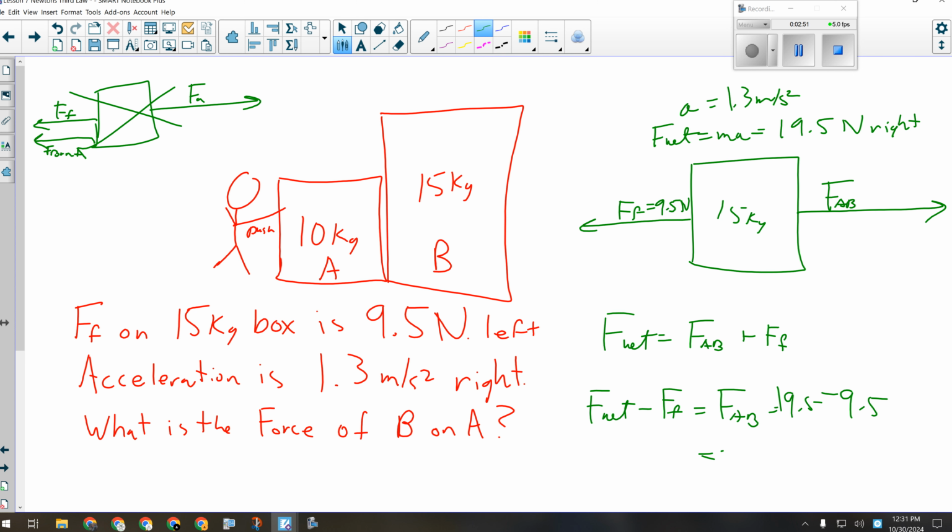Okay, so this one will be positive 29 newtons, but the force I'm looking for is the action-reaction pair, so the force of B on A will be negative 29 newtons. Actually, not negative, 29 newtons left, because I was given right and left in the question. All right? Expect to get something like that on your unit exam as a Newton's third law question.